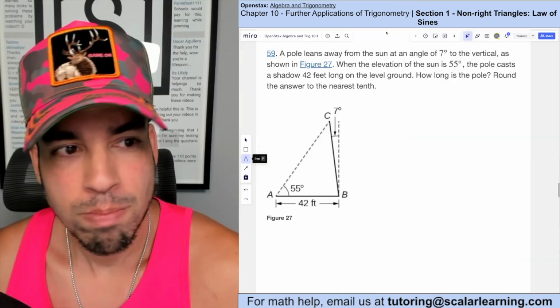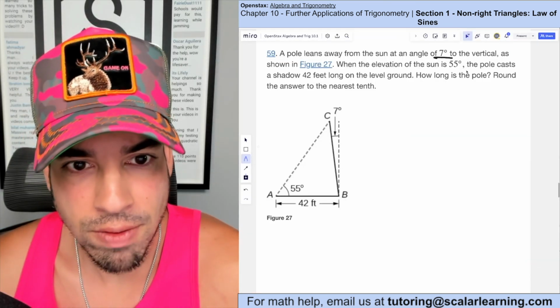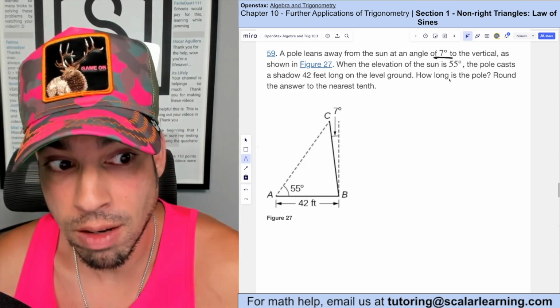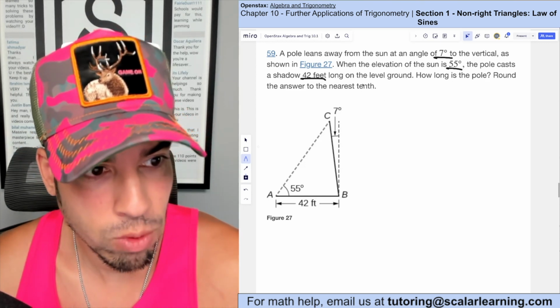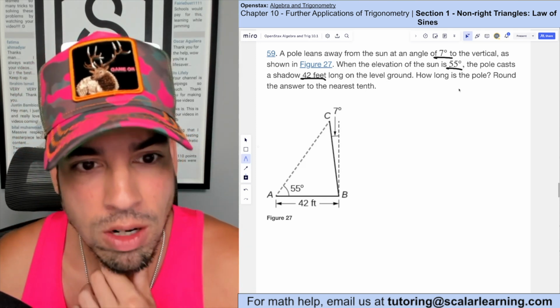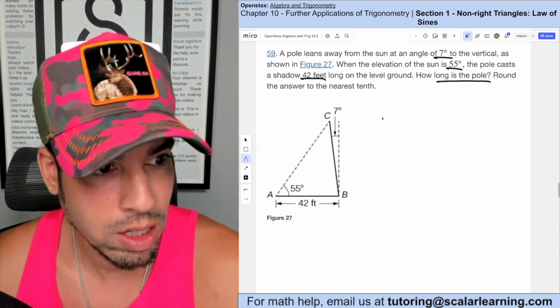Boom, done. A pole leans away from the sun at an angle of 7 degrees from the vertical, as shown in figure 27. When the elevation of the sun is 55 degrees, the pole casts a shadow 42 feet long on the level ground. How long is the pole? Round the answer to the nearest tenth.